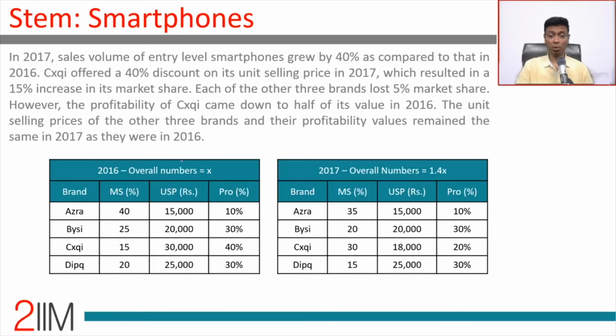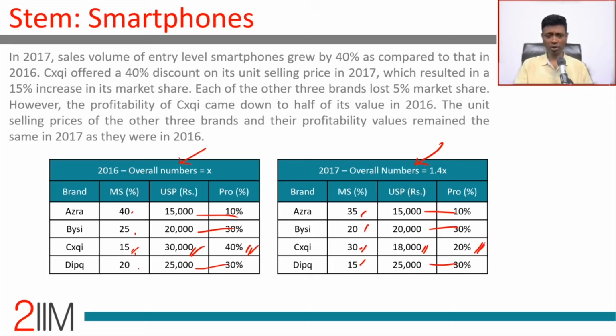We're going to say overall numbers X in 2016. Overall numbers will be 1.4X. So it's 40, 25, 15, 20. 15 should become 30. These three are down, 5, 5, 5. These two are same. 30,000 becomes 18. 40% profitability becomes 20% profitability.